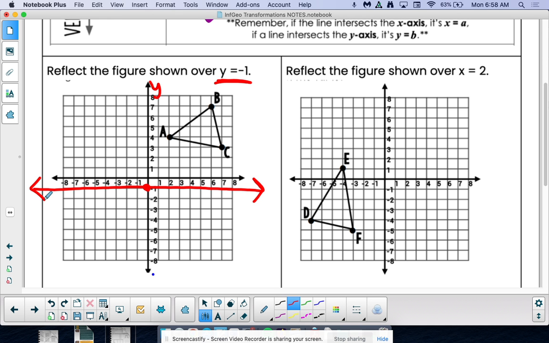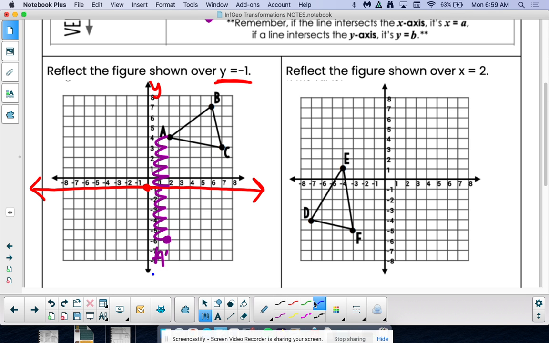And now, folks, we just count. We're just counting. How far away is A from our line? Here we go. 1, 2, 3, 4, 5. Now go 5 the other way. 1, 2, 3, 4, 5. There's our A prime. Make sure you label it.